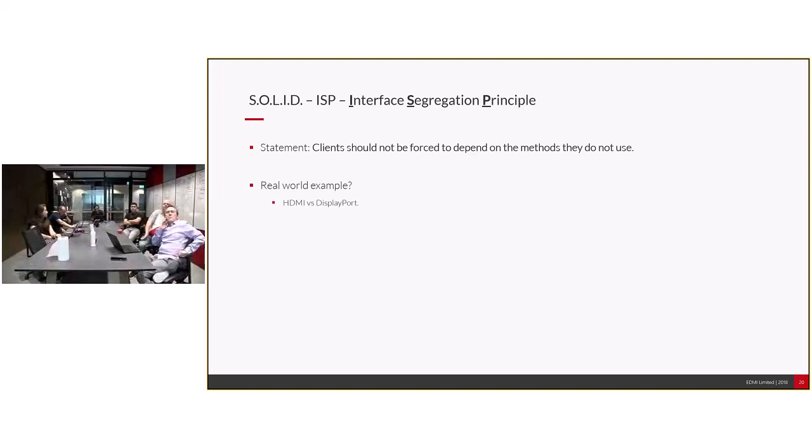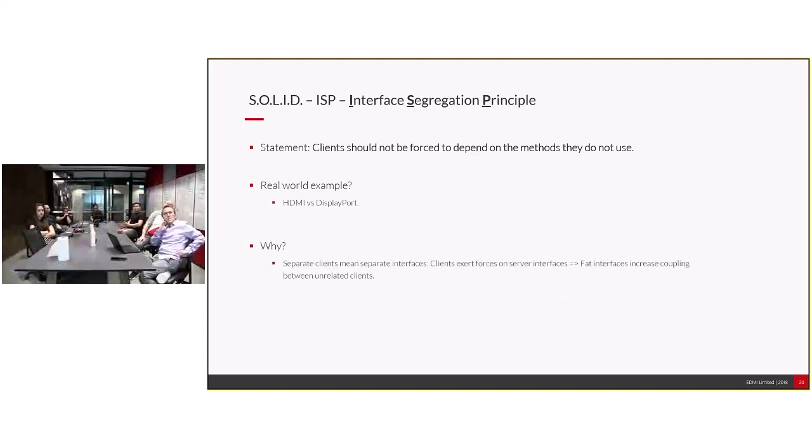HDMI port versus display port. It's like putting an HDMI port in when people only use display ports, or saying that every device has to support both. If I'm only going to give one sort of port for my laptop, everybody has to align with that, but people might have different requirements, so you're not forcing them to. Or you can say they have to align with both HDMI and display port, and that's not feasible. So that's an example of ISP. You just want to segregate interfaces for what the client wants.